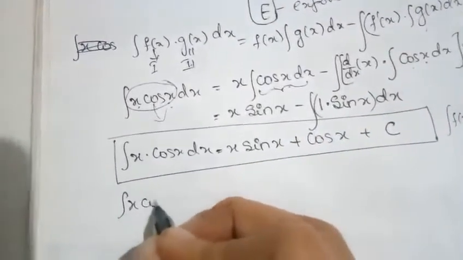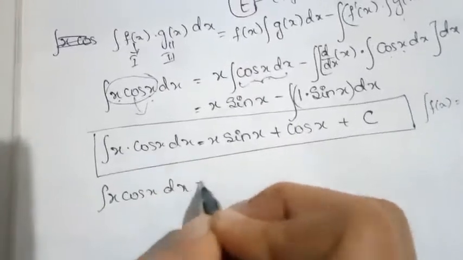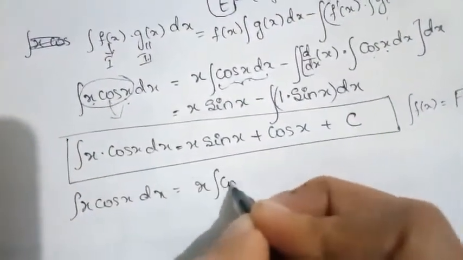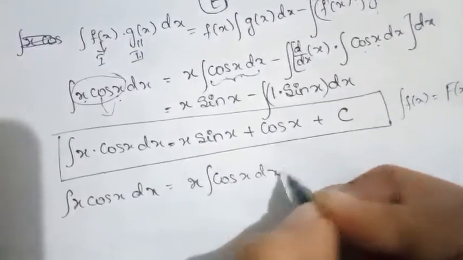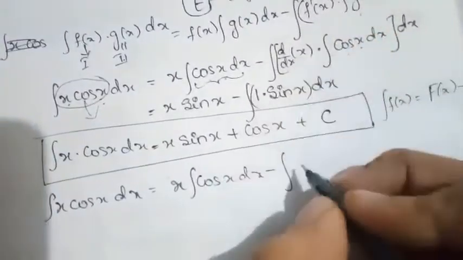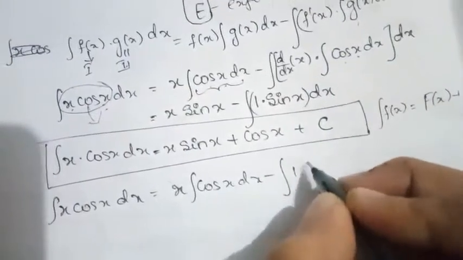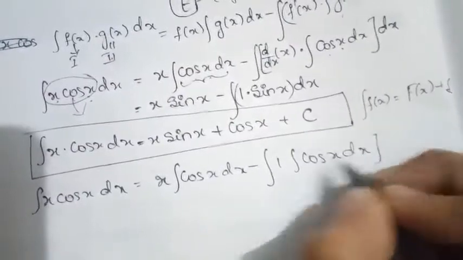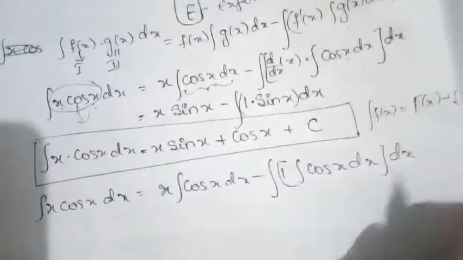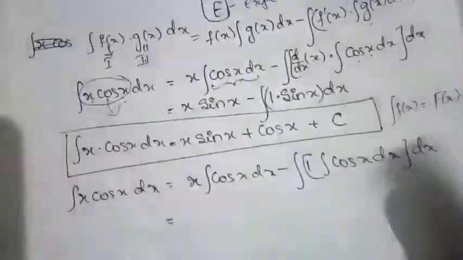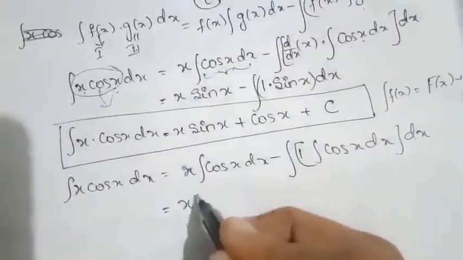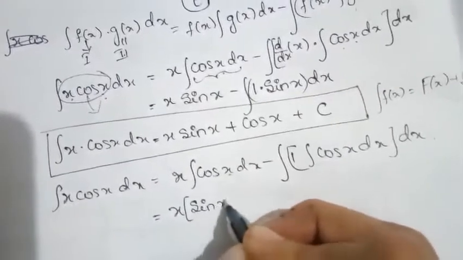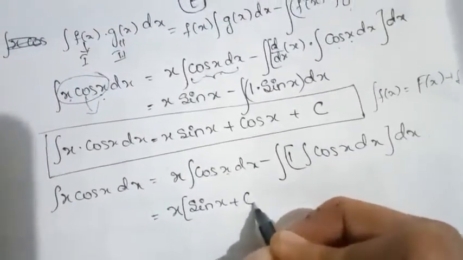So the integration of x cos x dx is equal to, I'll write this step as it is now, integration of x times integration of cos x dx, minus integration of, this one I'll write directly, 1 into integration of cos x dx into dx. So now let us see what happens if we deal with that integration constant. x into, what is the integration of cos x? It is sin x plus c.